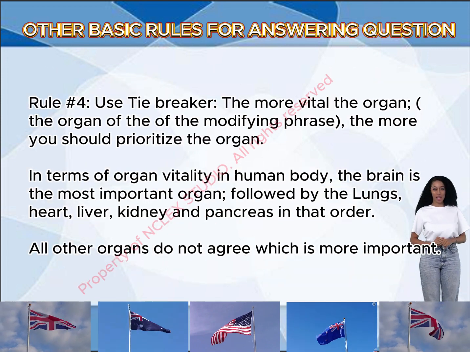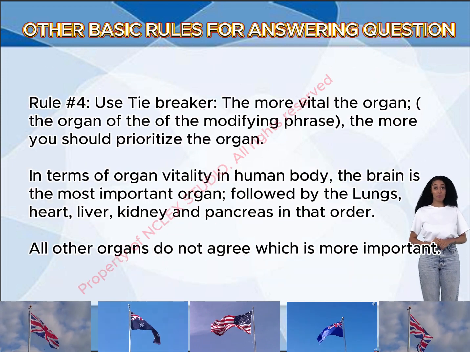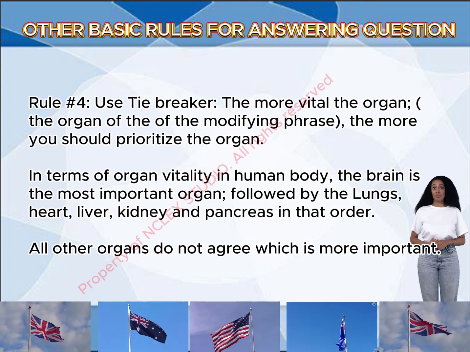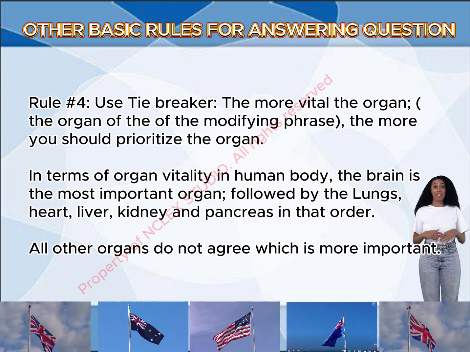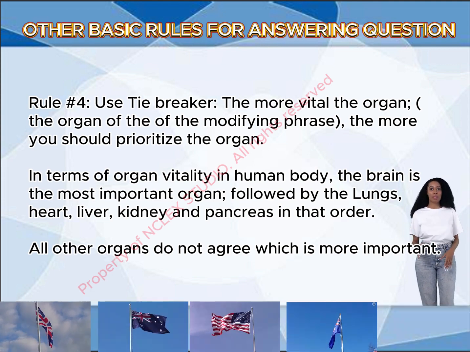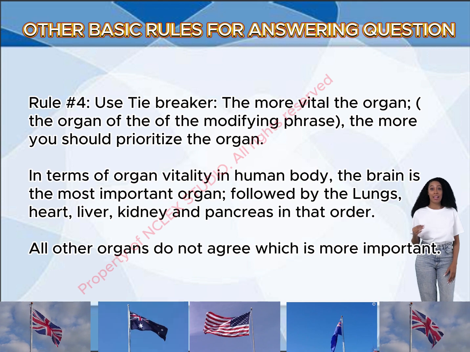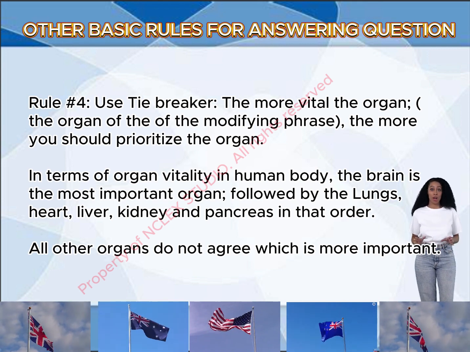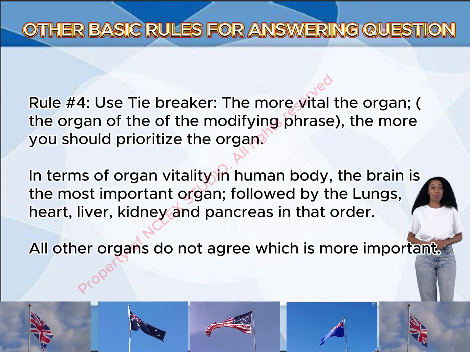Rule number 4, use a tiebreaker. The more vital the organ, that is the organ in the modifying phrase, the more you should prioritize it in terms of organ vitality in the human body. The brain is the most important organ, followed by the lungs, heart, liver, kidney, and pancreas, in that order. For all other organs, there is no agreement on which is more important.